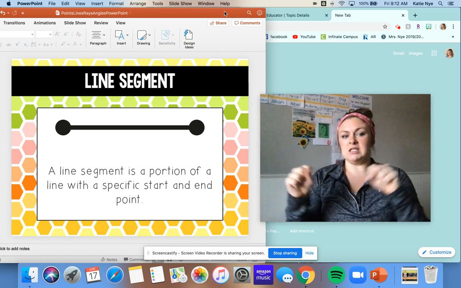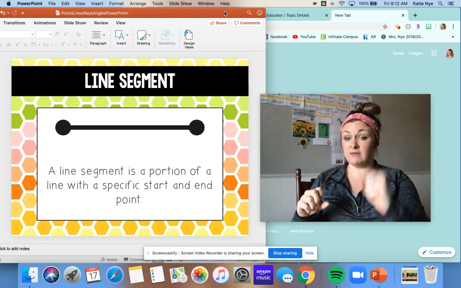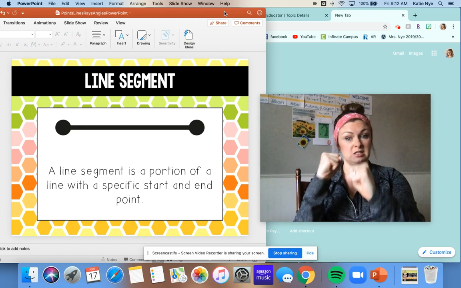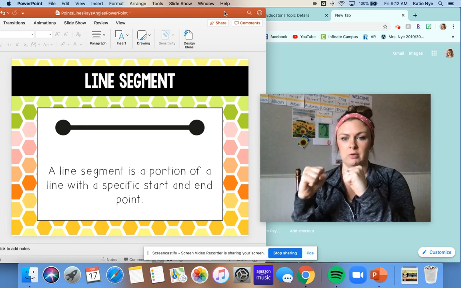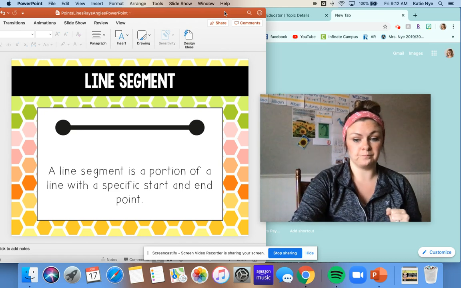So a line segment is a portion of a line with a specific start and end point. So we think of those hands as our start and end. It doesn't matter which way it goes, okay?